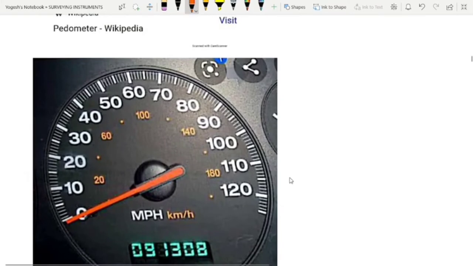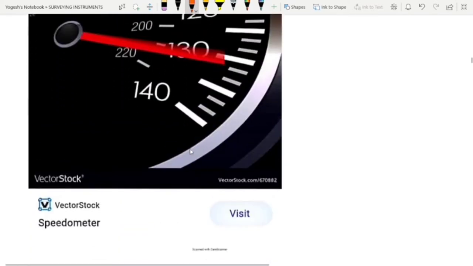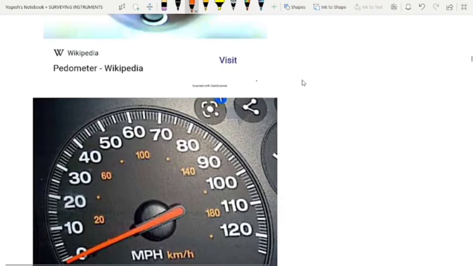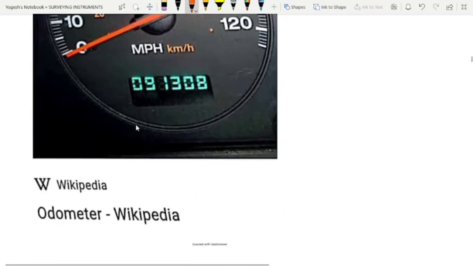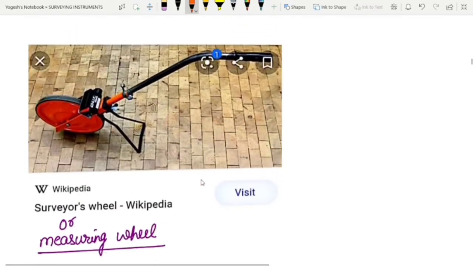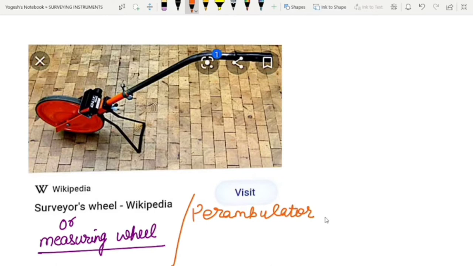This is an odometer, which is attached to the circumference of the wheel, and the total distance is equal to the number of revolutions measured multiplied by the average length of one wheel circumference. This is a speedometer or odometer. This odometer is also called the perambulator, which directly gives numbers, and the numbers are recorded in this particular meter. This is a surveyor wheel or measuring wheel, which is likewise a perambulator.